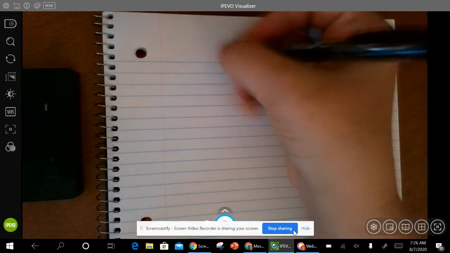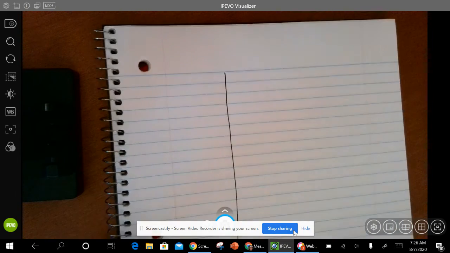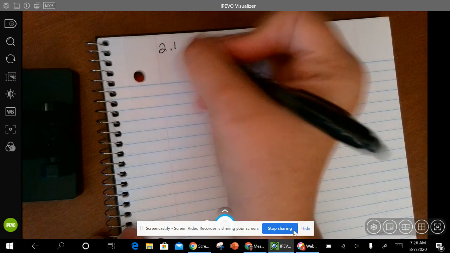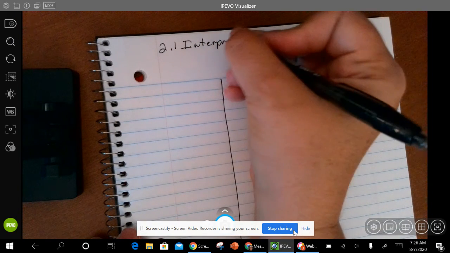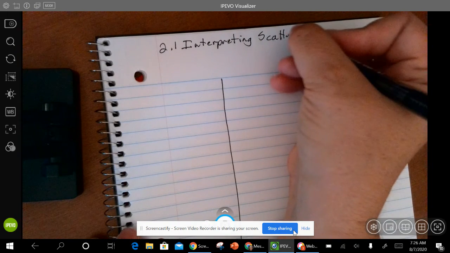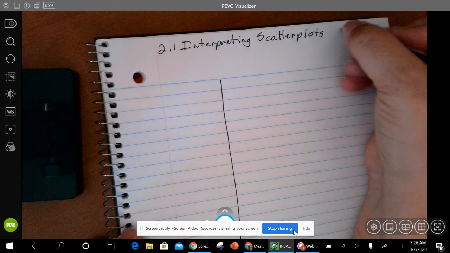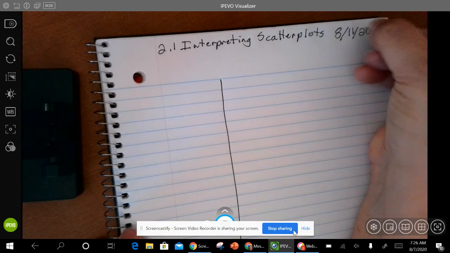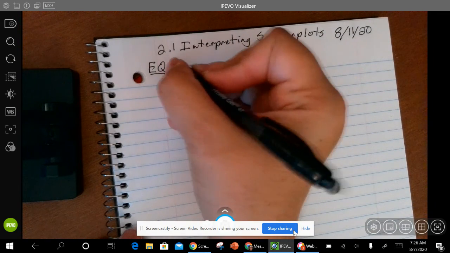Okay, so this one is all about scatterplots. So it's about interpreting scatterplots. So we're looking at data, which we do all the time. Okay, so in our central question, everybody, we do our focus note format.